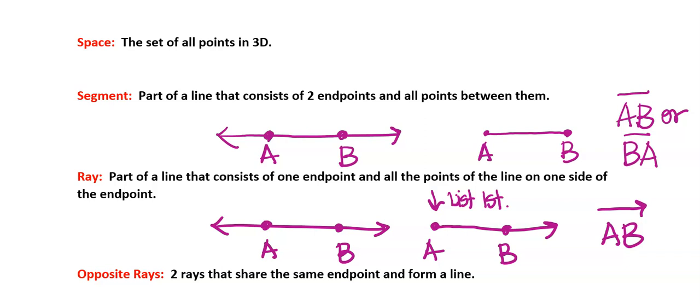The other thing we need to be sure of is even if the ray goes to the left, the symbol always goes to the right. So if I do this and make this my ray, oops, let's say, this one would be called ray BA. So even though it starts on the right and goes to the left, the symbol above it goes to the right.